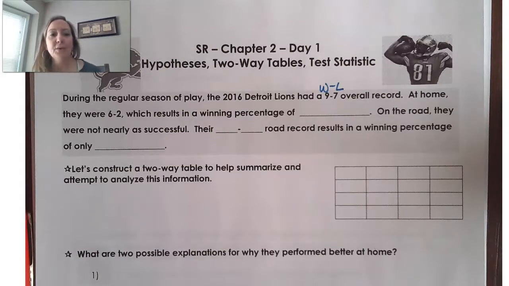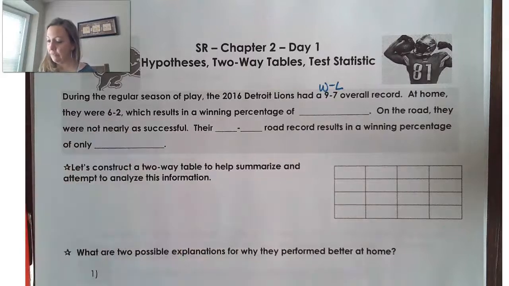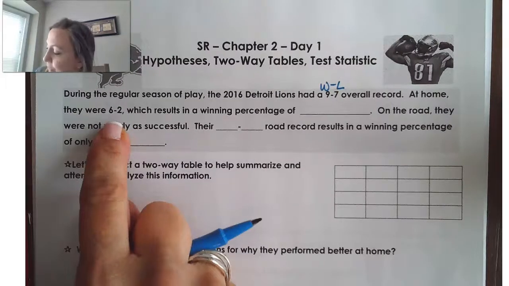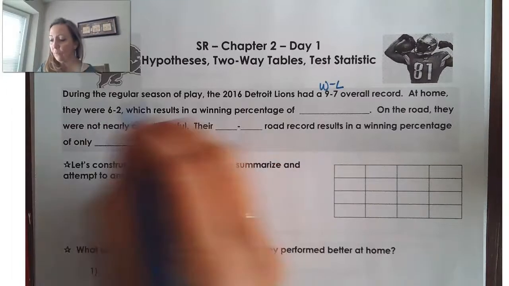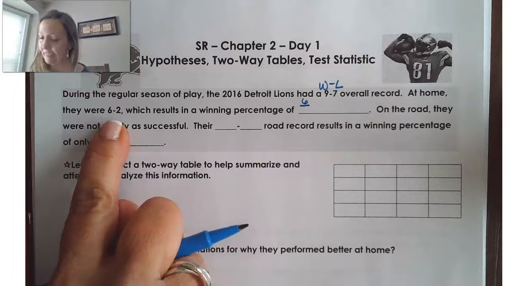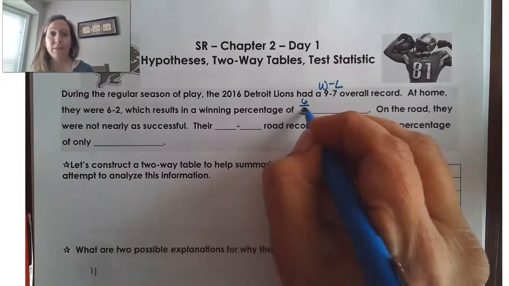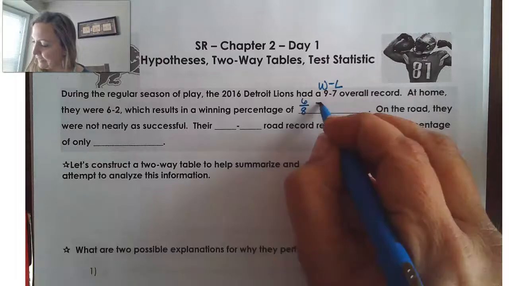Imagine that. So at home, they were 6-2, so 6 wins, 2 losses, which results in a winning percentage of, we do not divide 6 by 2, friends. Remember, what you want to do is take your successes, which is going to be 6, over the total number of games. 6 plus 2 is 8, so we're going to take 6 over 8. We know that 6 over 8 is 3/4, and so that's 75%.